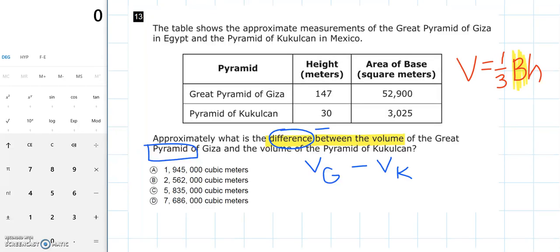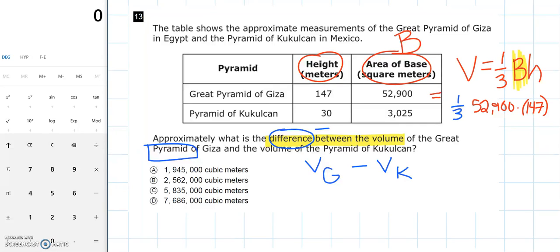Now take a look at what they actually gave you. In this problem, they gave you the height. You don't have to solve for it. And they also gave you the area of the base. They gave you the big B. You don't have to do any work except calculator work and plugging things in. So let's take a look at the first one. How are we going to find the volume of Giza? According to our formula, we're going to multiply the big B, which is 52,900, times the height of 147, and then in the end we're going to multiply by 1/3. This is all going to be done in your calculator.